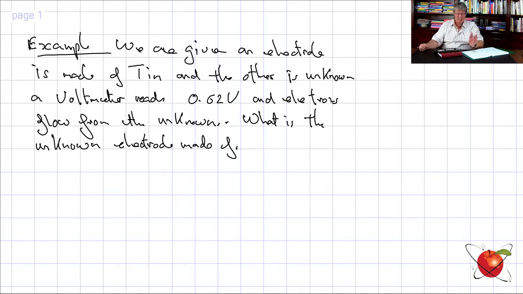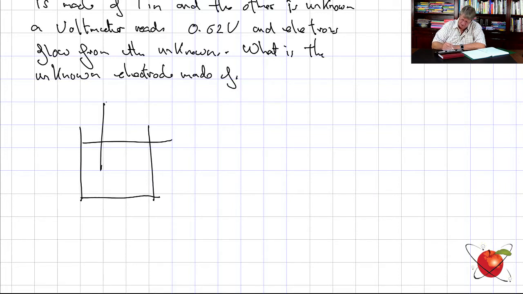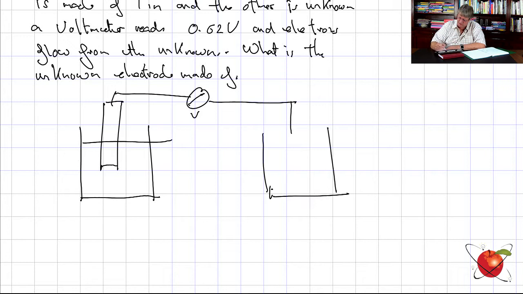This is one that's in virtually every textbook and every paper. There's a question sort of like this, and how do we do it? We said make a drawing so that we can logic it out. So here we go, there's our unknown electrode over here. It doesn't matter which way you draw it, and the voltmeter goes that way. They say the electrons flow from the unknown, so the electrons are flowing that way.